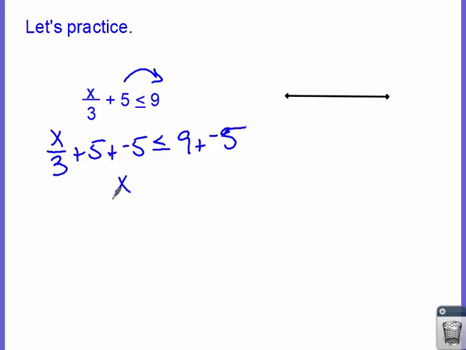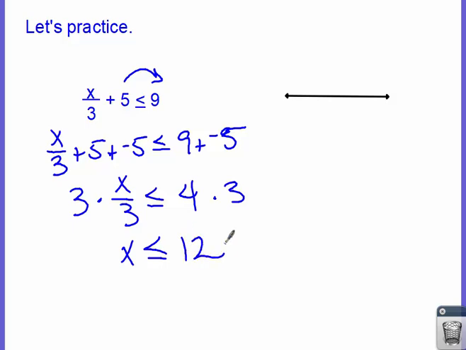So we end up with x over 3 is less than or equal to 4, since 9 plus negative 5 gives me 4. Now how do I get rid of a divide by 3? I do a multiply by 3. Now I end up with x is less than or equal to 12. Okay, so to graph this one, I would put a closed circle on 12, and I would shade to the left because I need values that are less than 12.